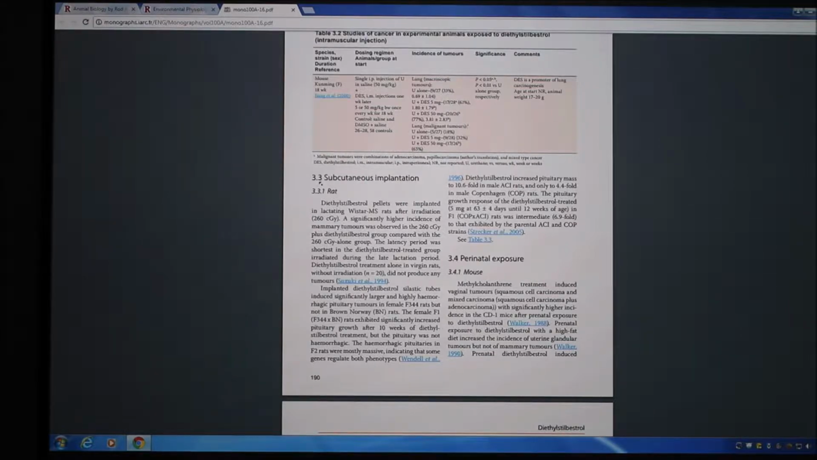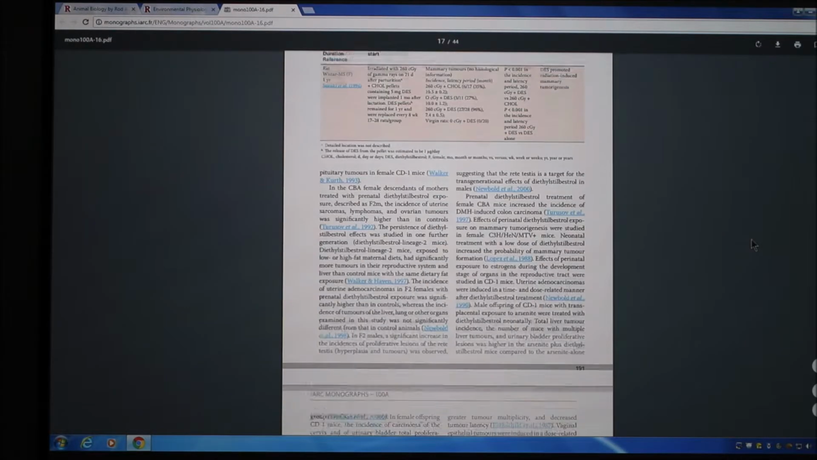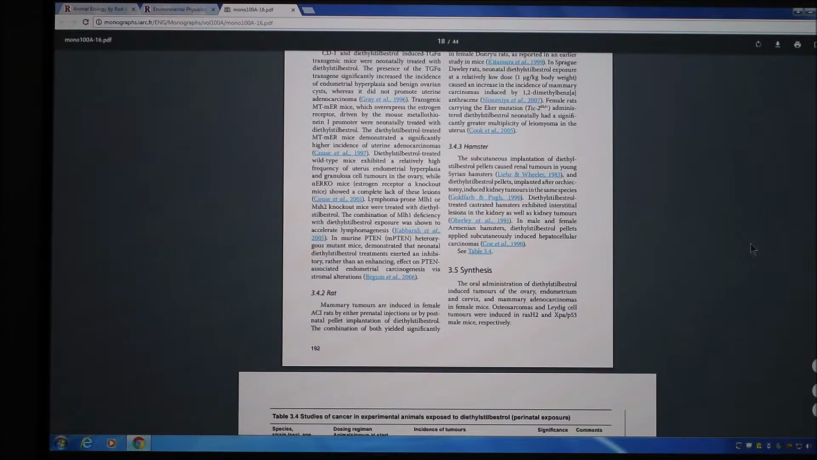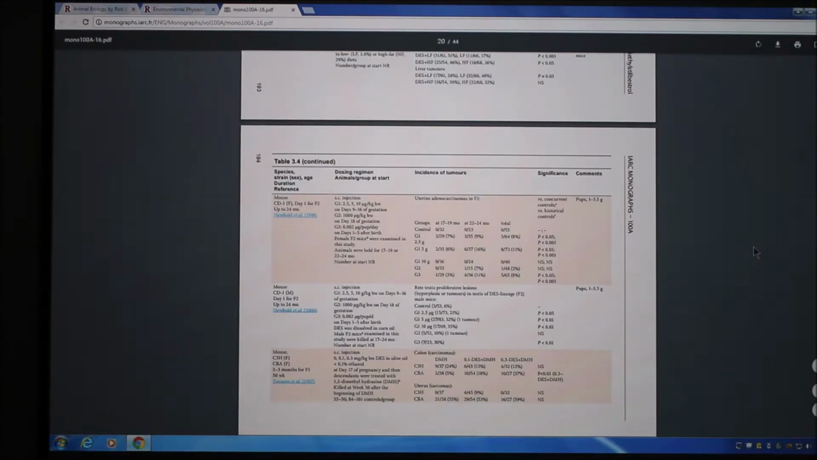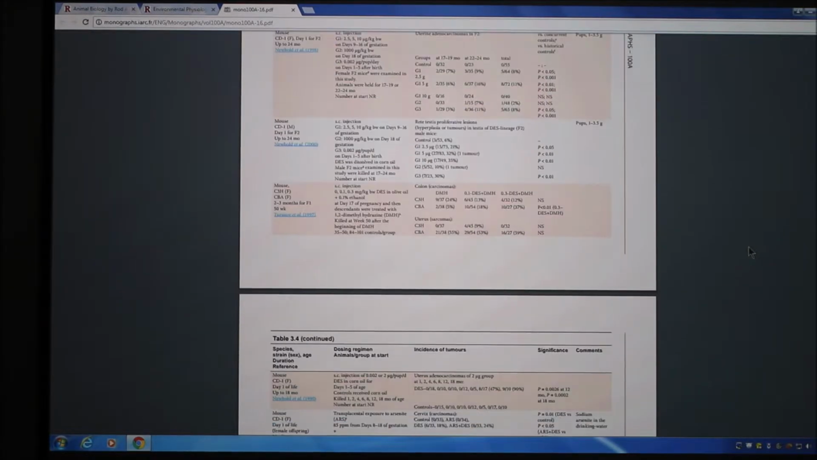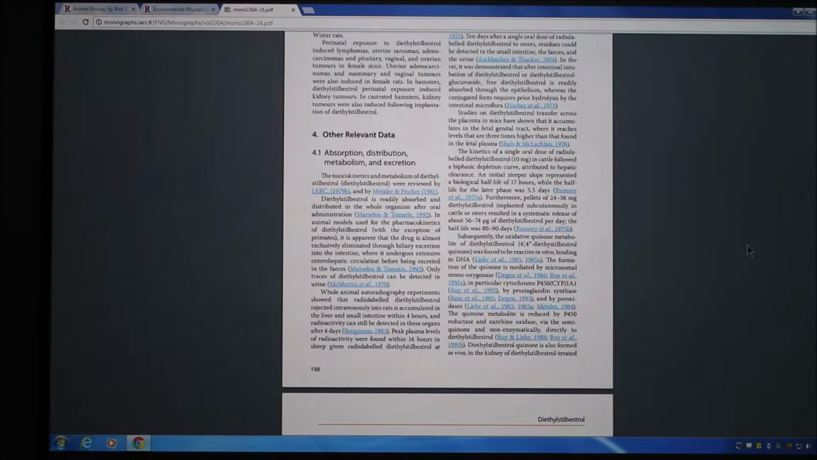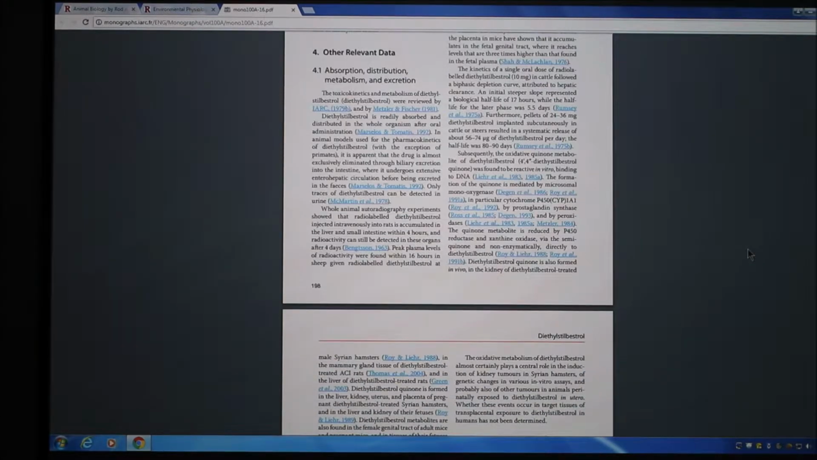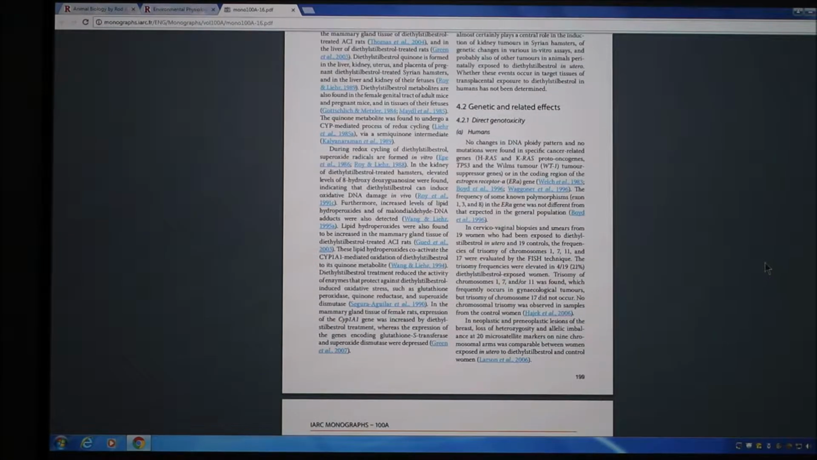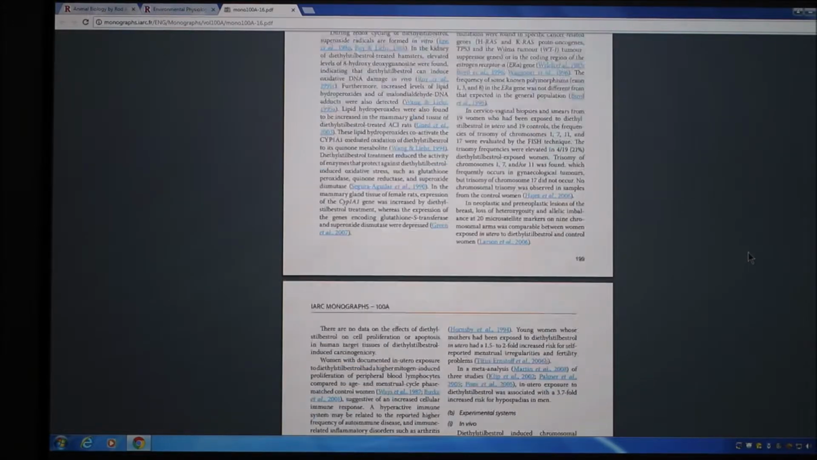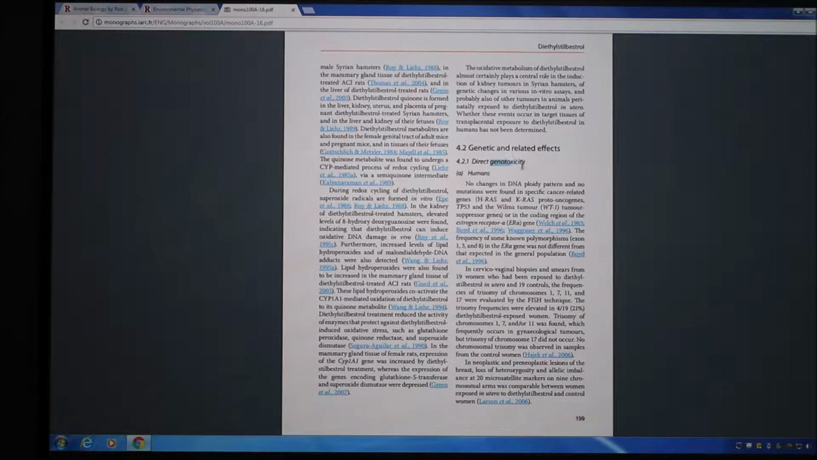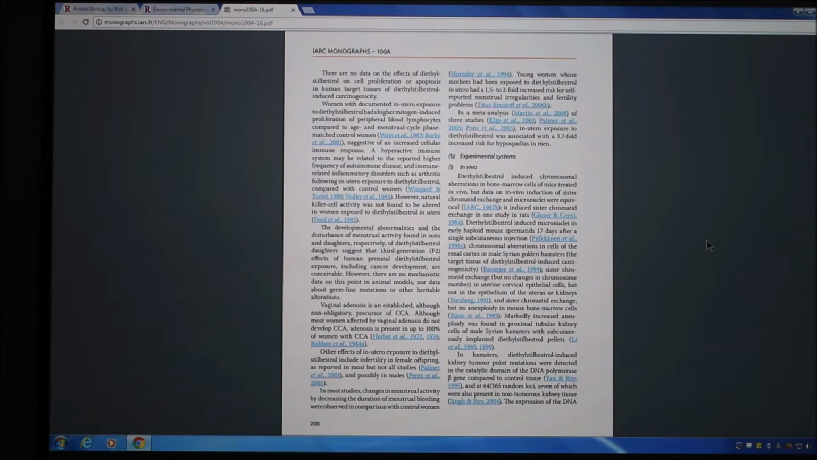Okay, so if you see anything like that, there's all kinds of stuff that are done. And the tables again, they're going to be summarized in the text, so there's a lot of stuff here that you don't have to read. I wouldn't read any of those tables. But I'd definitely read absorption, distribution, all that kind of stuff. Okay, genetic and related effects. There's a nice little term. Okay, all kinds of stuff.